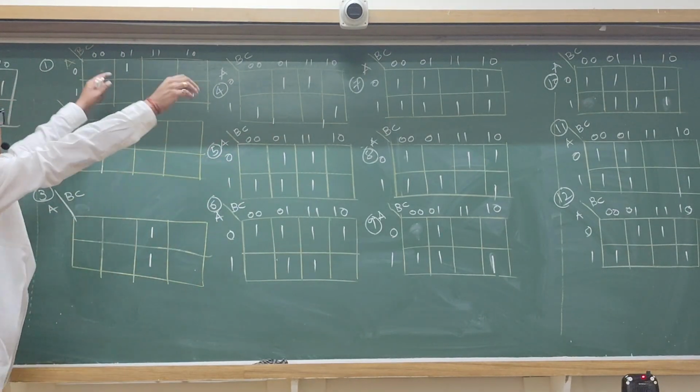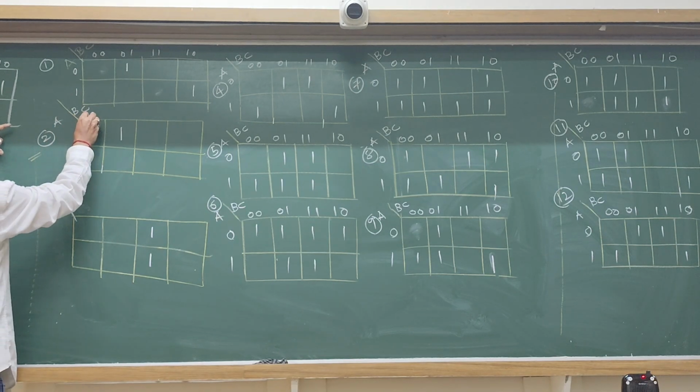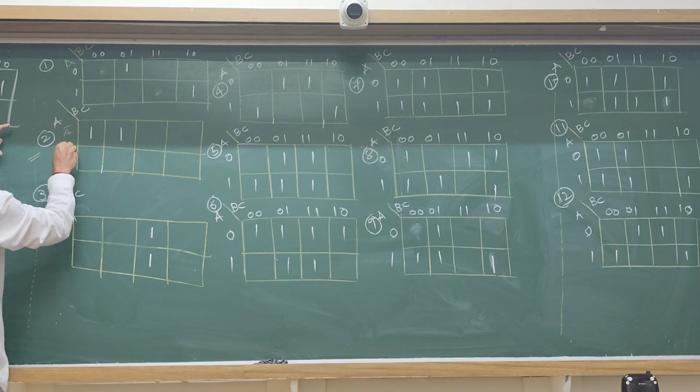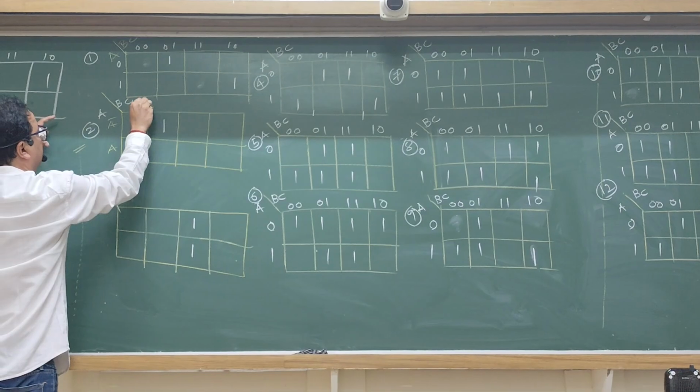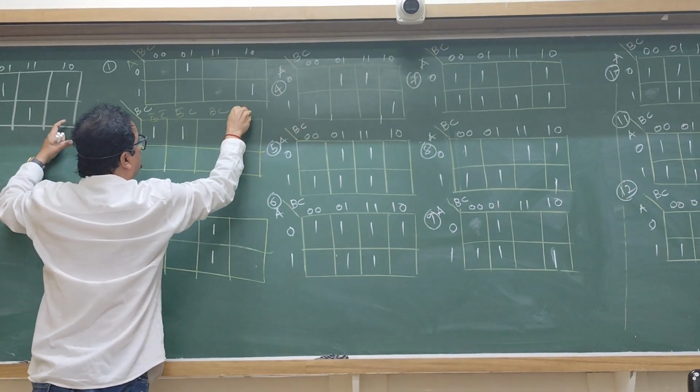Let's start. So, three variable KMAP. The structure is this. Let me explain the structure here. So again, this is going to be A bar, this is A. This is B bar, C bar. This is B bar, C. This is B, C. And this is B, C bar.